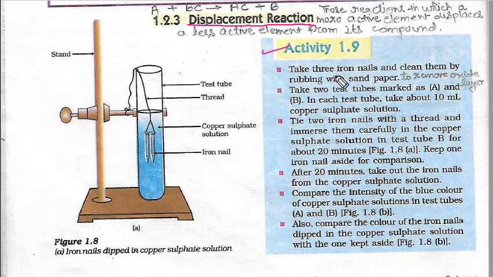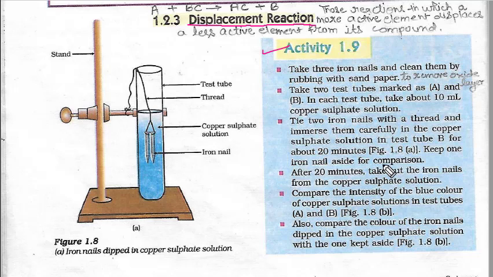They are saying take 3 iron nails and clean them by rubbing with the sandpaper. Why? To remove the oxide layer. Take 2 test tubes marked as A and B. In each test tube, take about 10 ml of copper sulfate solution, which is blue in color. Tie the 2 iron nails with a thread and immerse them carefully in the copper sulfate solution in test tube B for about 20 minutes. That means we are just immersing 2 nails in test tube B. We are not putting any nail in test tube A.